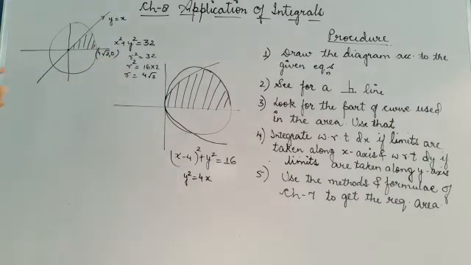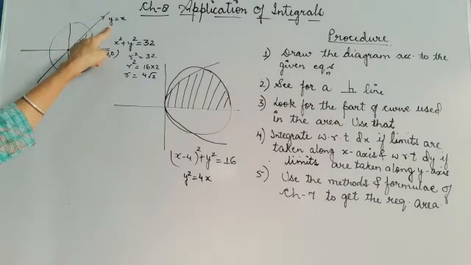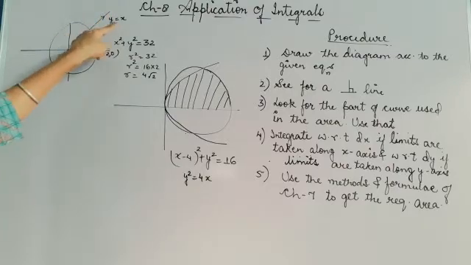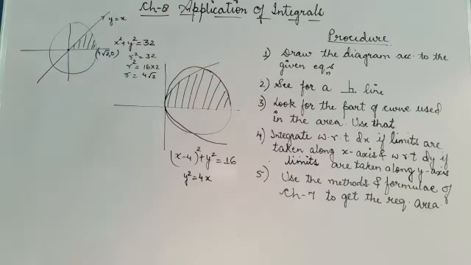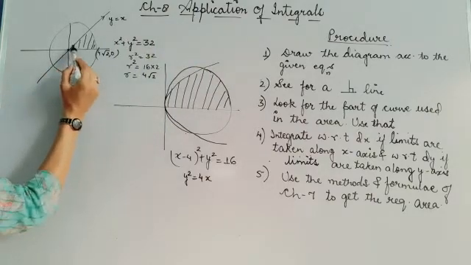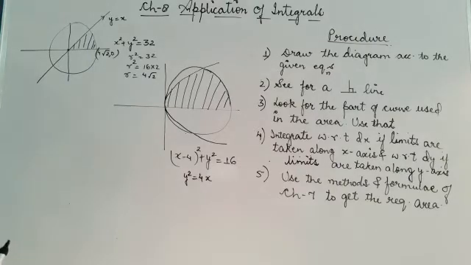Alright. Now children, first of all, just by using this equation, I have drawn the circle. I was given one more equation of a line which is passing through origin, so I have made the line also, y equal to x. So first of all, I have drawn the diagram. Now see for a perpendicular line. Children, I want to calculate this area, but I don't have a perpendicular line in it.